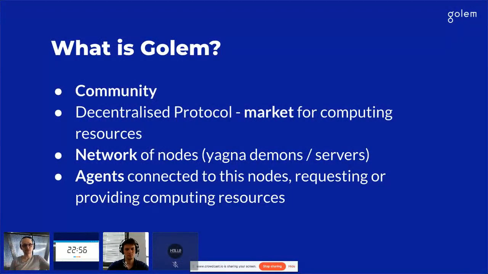Second, it is a decentralized protocol. It's a marketplace for any kind of computing resources. And because it's a decentralized protocol, it's also a network of nodes. The implementation of the Golem protocol is called Yagna. You will probably see this name a lot in this presentation. So Golem is in a way a network of Yagna nodes, servers, and of course agents that are talking to these nodes to either request or provide computing resources.